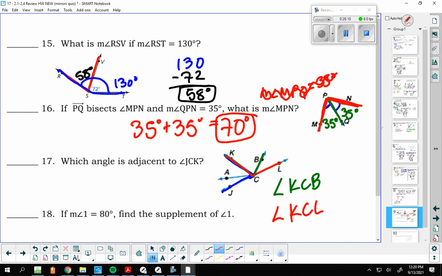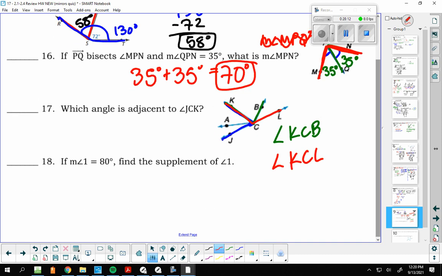What does supplement mean? 180. Yeah, they add up to 180. So measure of angle 1 is 80. Find the supplement. The supplement makes it add up to 180. So what we can do is 180 minus that angle measure, and the supplement is 100 degrees. Because 100 plus 80 adds up to 180.